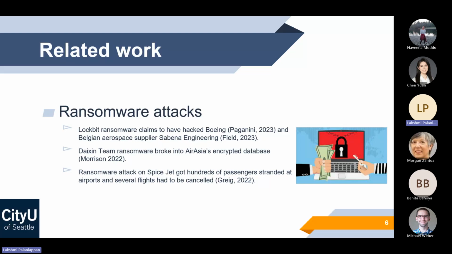The Boeing company and the Belgian aerospace supplier Sabena Engineering got hacked by LockBit ransomware. The Dixon team encrypted AirAsia's database and shared the personal information of airline passengers and staff on the dark web. SpiceJet, a low-cost airline and the second largest in India, was hit with a ransomware attack, and hundreds of passengers got stranded at the airports, and several flights had to be cancelled.